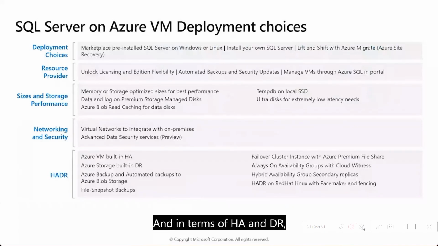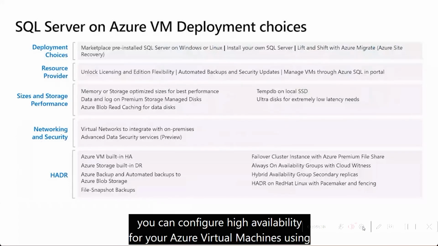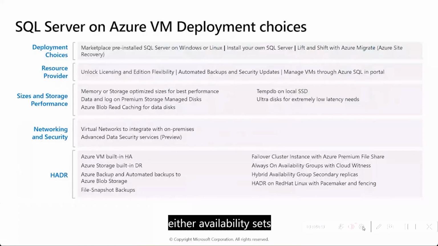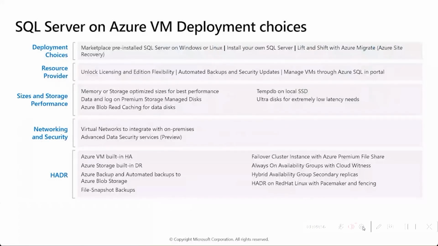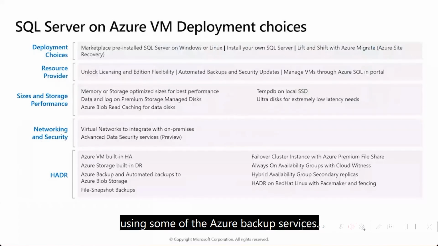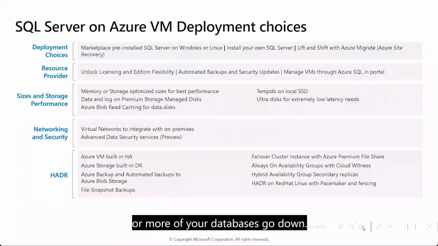And in terms of HA and DR, which means high availability and disaster recovery, you can configure high availability for your Azure virtual machines using either availability sets or availability zones. You can also use some of the redundancy options to configure disaster recovery for your storage. You can easily make backups of your databases using some of the Azure backup services. And with HA and DR configured, you can easily fail over when one or more of your databases go down.